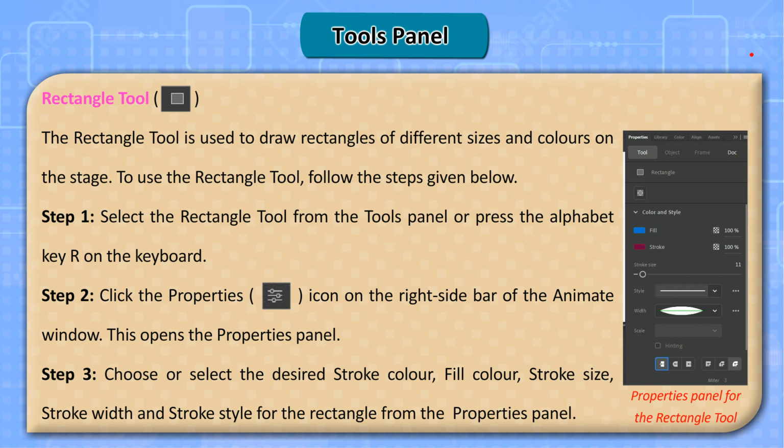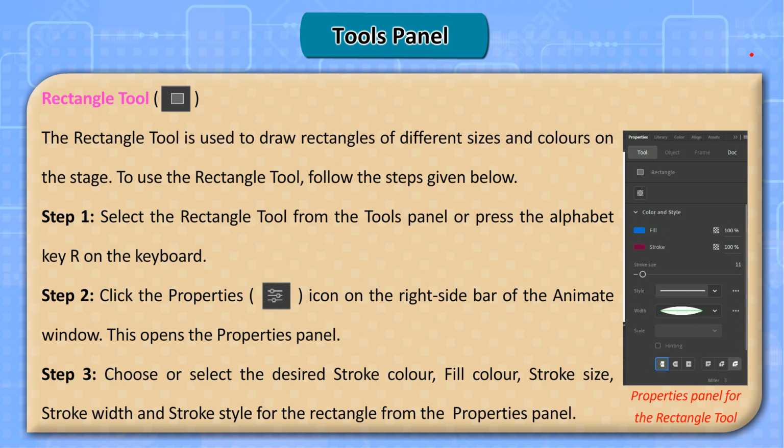To use the Rectangle tool, follow the steps given below. Step 1. Select the Rectangle tool from the Tools panel or press the alphabet key R on the keyboard. Step 2. Click the Properties icon on the right sidebar of the Animate window. This opens the Properties panel.